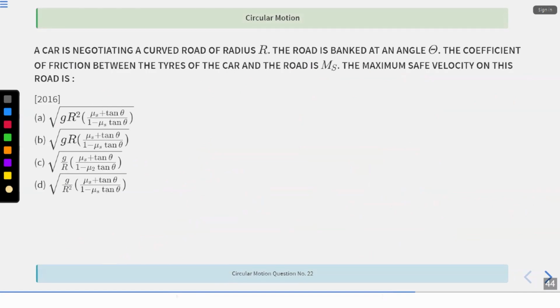A car is negotiating a curved road of radius r. The road is banked at an angle theta. The coefficient of friction between the tires of the car and the road is mu s. The maximum safe velocity on this road is. Okay, this is a question of banking and friction related question.